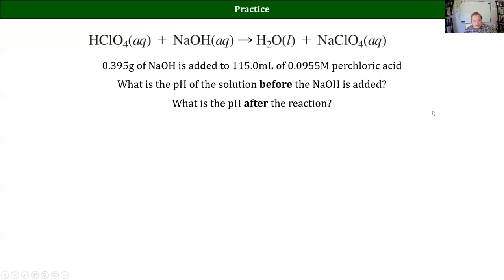All right, so to get back towards some more practice, let's talk about this reaction right here. We've got a neutralization reaction: perchloric acid reacting with sodium hydroxide to form water and sodium perchlorate. Before we add the sodium hydroxide, we want to find out what the pH is. And then after the sodium hydroxide, we want to find out the pH after the reaction. So initially, we're just looking at our perchloric acid under our starting conditions, which are right here.